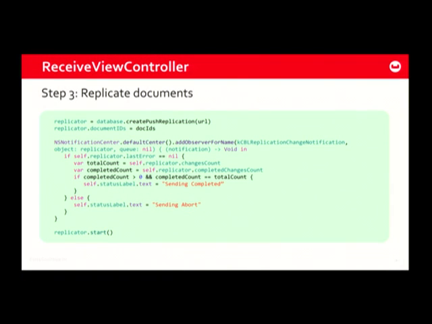So here is the next step, which is the last step. We have the sync URL that we extracted from the QR code, and we have the photo documents saved into the database. So now we are ready to replicate those documents from the sender side to the receiver side. Here we create a push replication with the sync URL, and then we assign the document IDs to the replicator. This means that we're going to ask the replicator to push only the documents with those IDs.